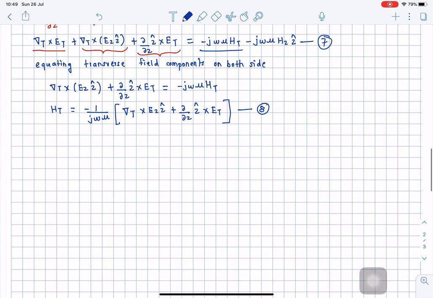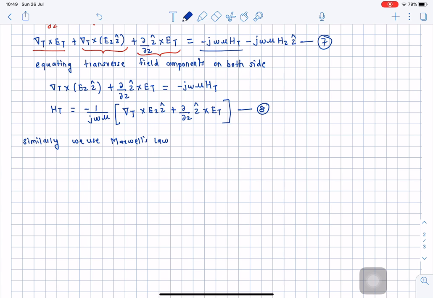If we follow the same technique here, similarly we make use of Maxwell's law for Ampere.